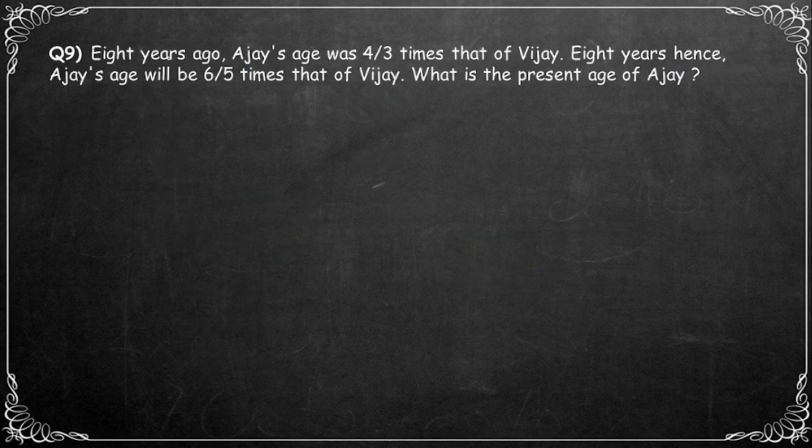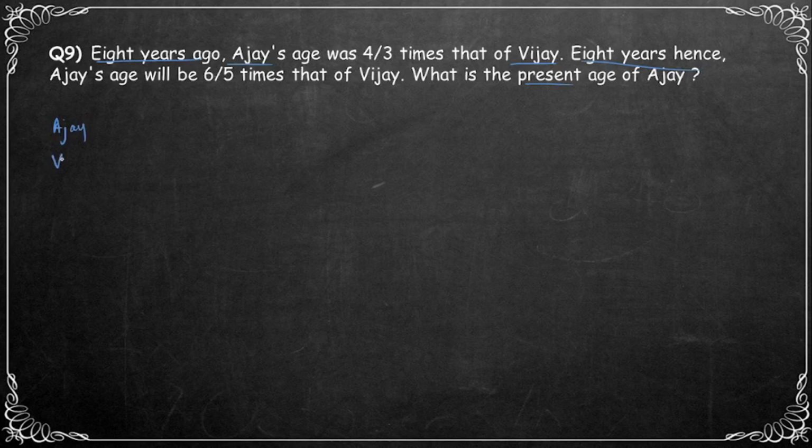Question 9. 8 years ago, Ajay's age was 4 by 3 times that of Vijay. 8 years hence, that means in the future, Ajay's age will be 6 by 5 times that of Vijay. What is the present age of Ajay? So there are two fellows, Ajay, Vijay, and there are 3 timelines: present, 8 years ago, and 8 years in the future.